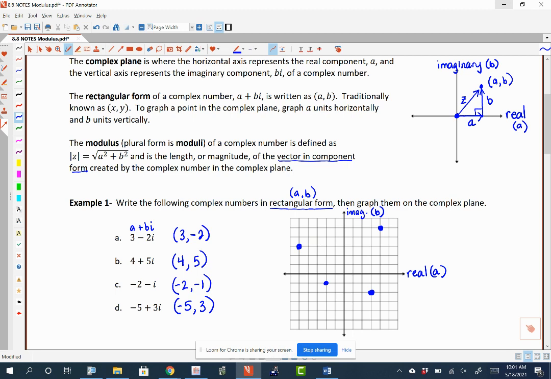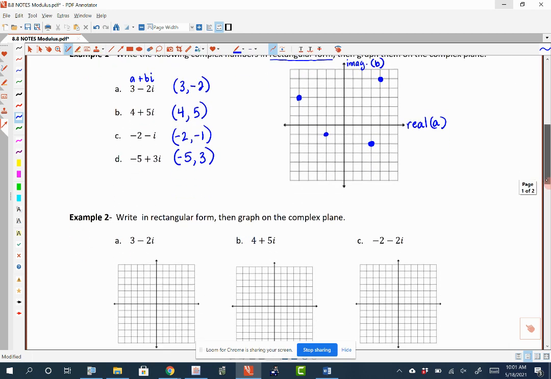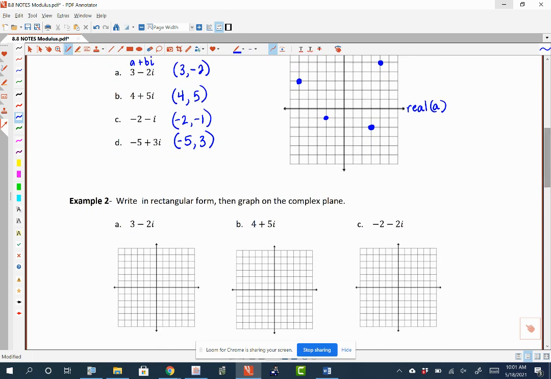So this is going to hopefully feel pretty easy, the graphing part. We just want to make sure we get them in the correct form. Let's go ahead and look at example 2, which is very similar. Again, the directions want us to write this in rectangular form and graph these on a complex plane. So again, I'm remembering that these are always, if they're in complex form, A plus BI, which means in my rectangular form, I need my real, comma, the coefficient on my imaginary.